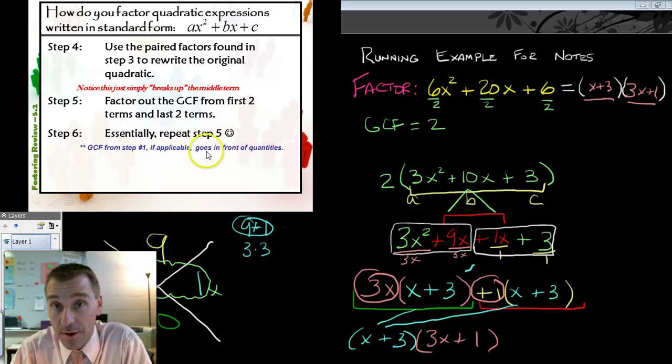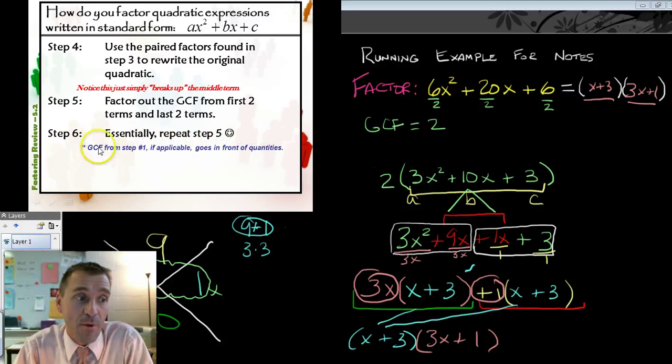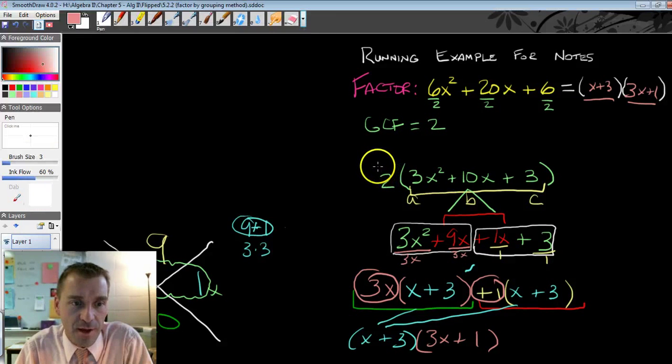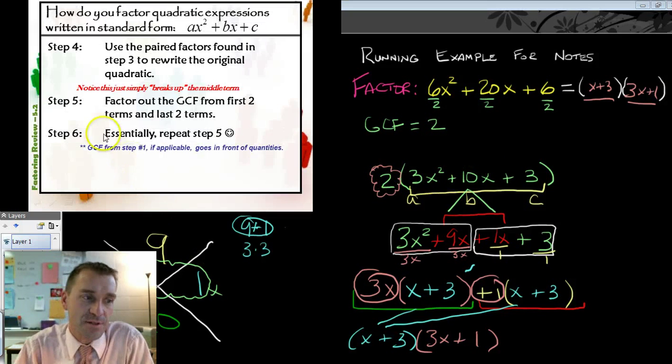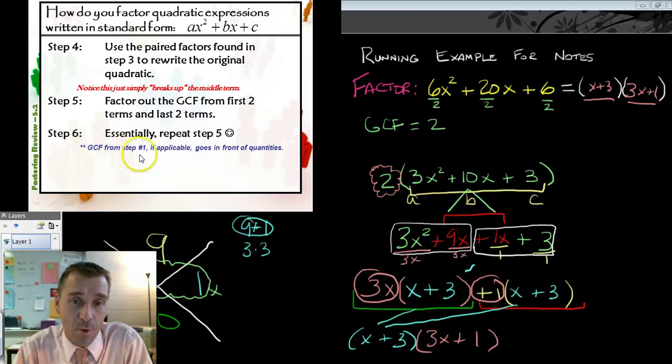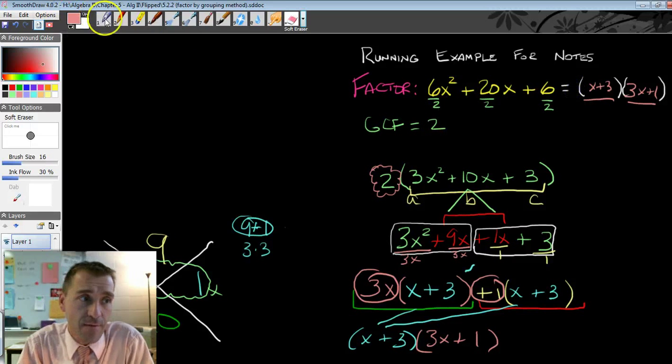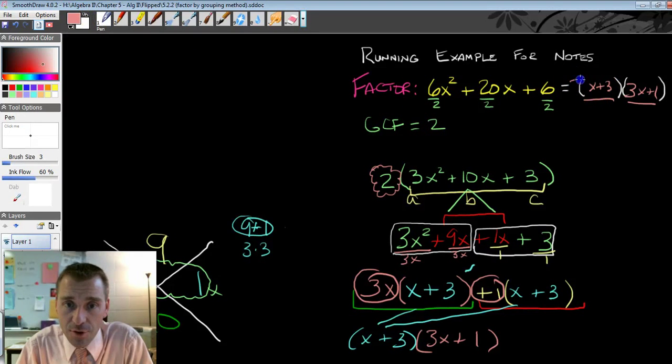Wait, hold on. I'm getting ahead of myself, but here's the scoop. Remember, we pulled out the GCF. Remember I told you about this little 2 right here? We don't want to forget about that goofy little thing. That is really encompassed with this last step. If I pulled out the GCF from step 1, then that little 2 has got to go right in front of these parentheses. So right there, I'm going to put my little 2.